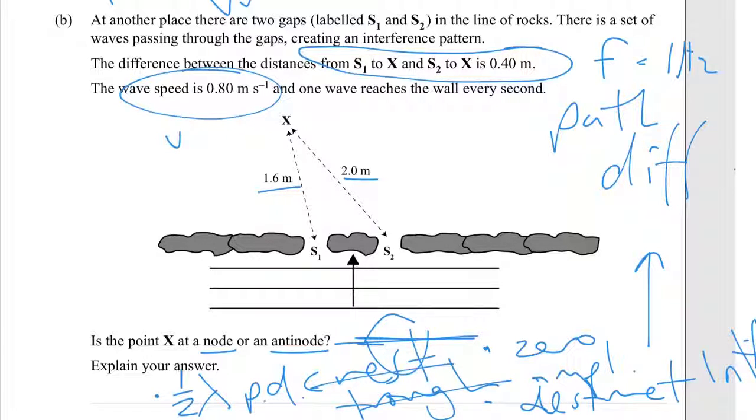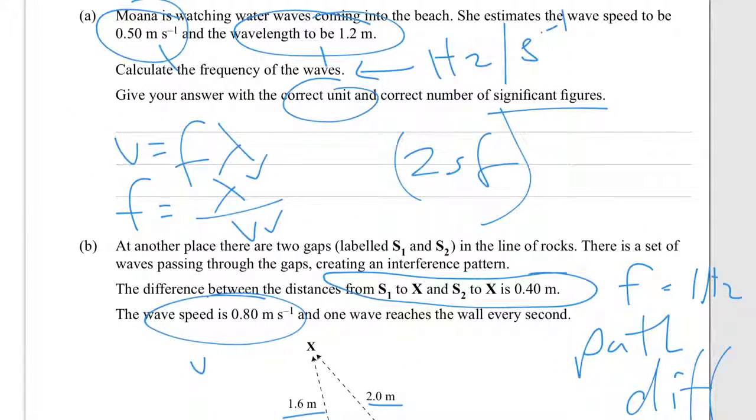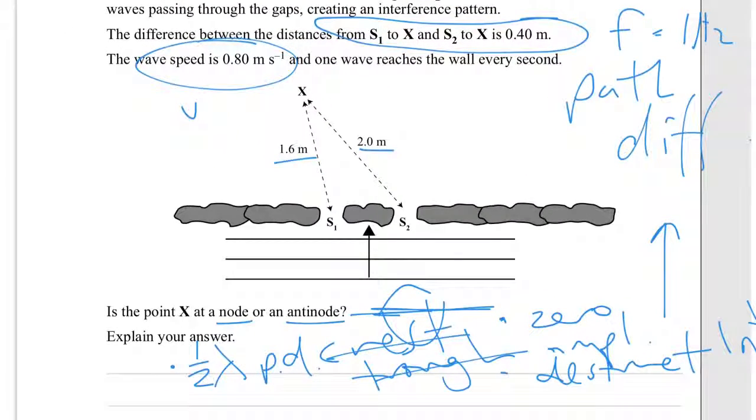Okay, so do we have the wavelength? Can we use the wavelength from above? Let's just go and have a look. I think it's a different situation. No, water waves, the wavelength is 1.2 metres. So I think it would be fair to use that 1.2 metres. No, I think it's a different situation now. We can't use that. The reason why is the wave speed is 0.80 metres per second.